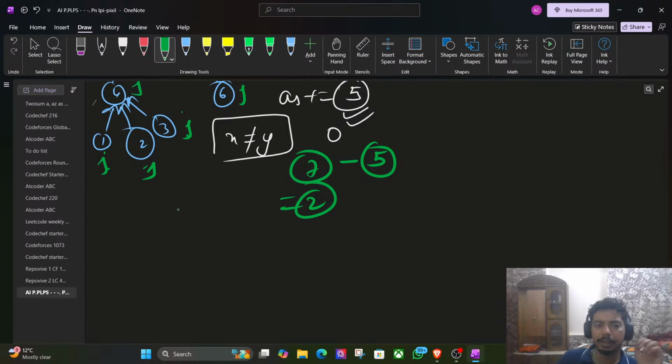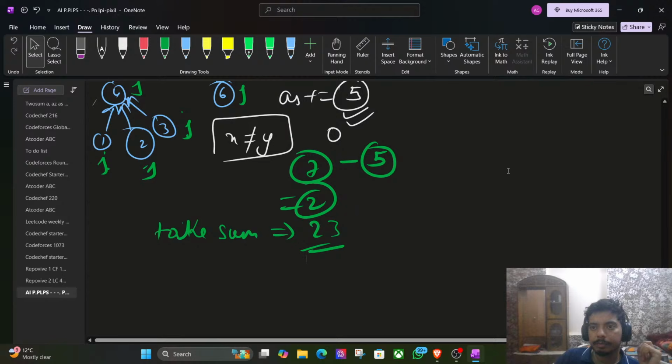And you can try running on all the possible cases. And when you take the sum of all the cases, you will get a value 23 as your answer. So this was the problem.